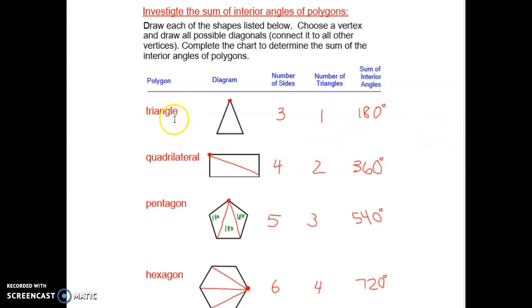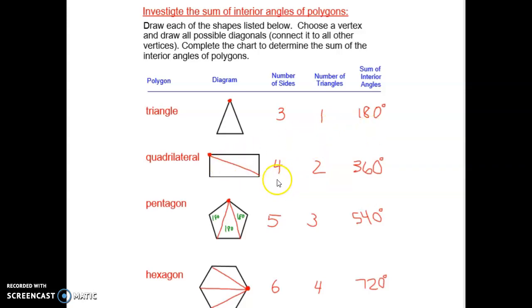So looking at our first shape, we're looking at a triangle. I know a triangle has three sides. I'm going to pick a vertex, and if I draw a line connecting it to all the other vertices, there are only two other ones, we see that we're left with that same shape, a triangle. So I've got one triangle, my total is 180 degrees.